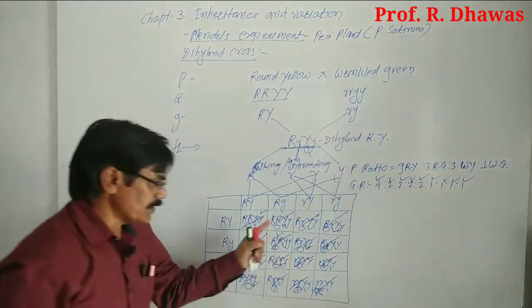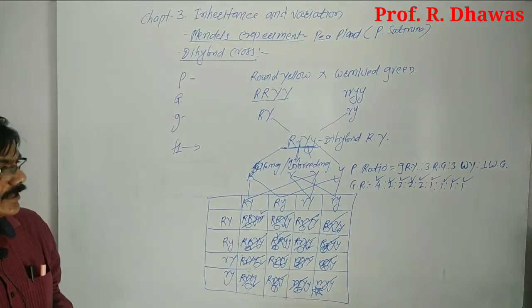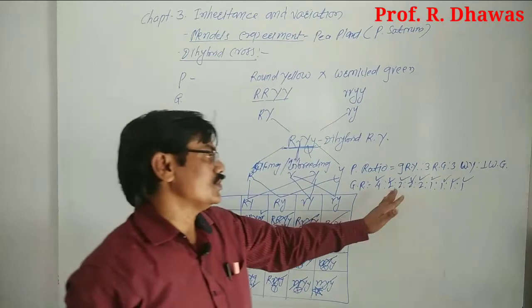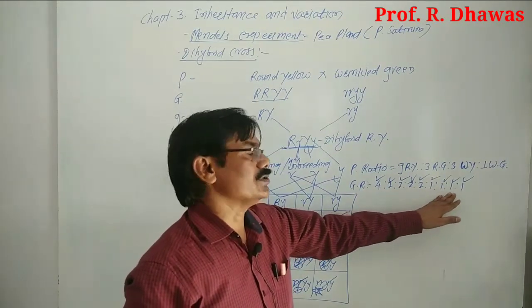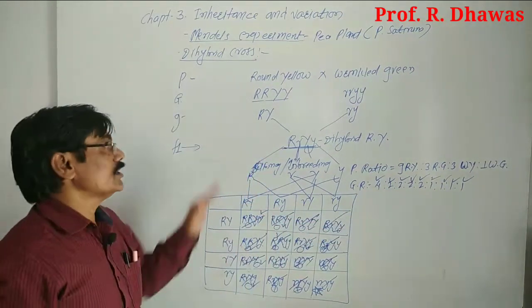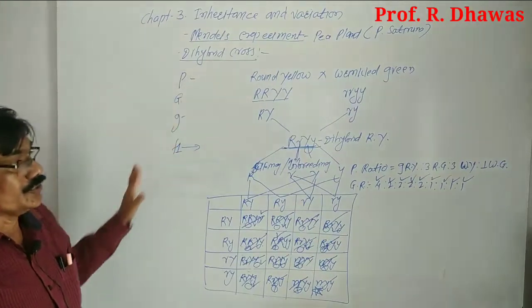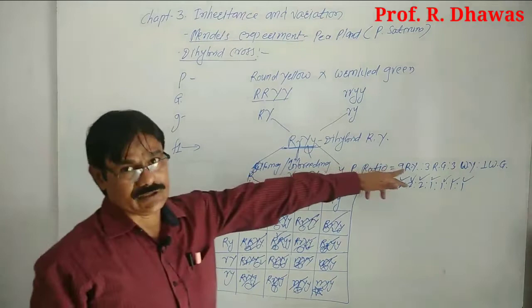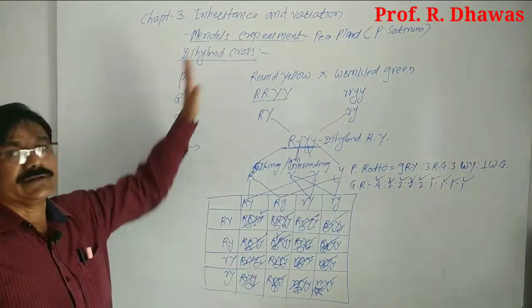This means that in that way we find the genetic makeup of the dihybrid cross, and the ratio is 4:2:2:2:1:1:1:1. This one is the combinations of the dihybrid cross, and the phenotypic ratio is 9:3:3:1. This is about the dihybrid cross.